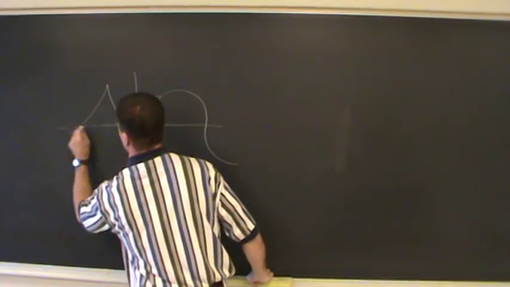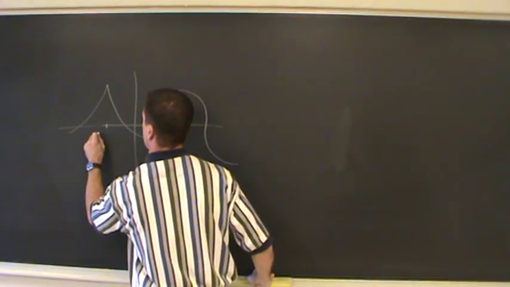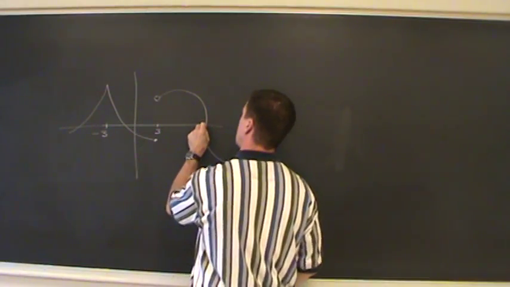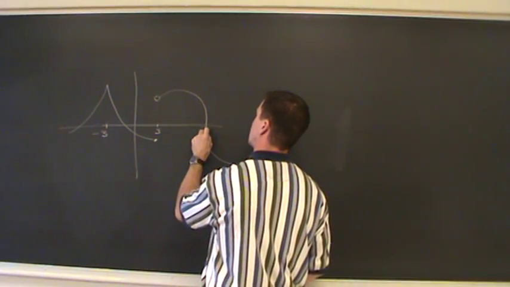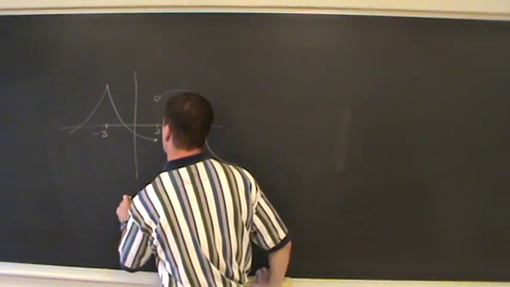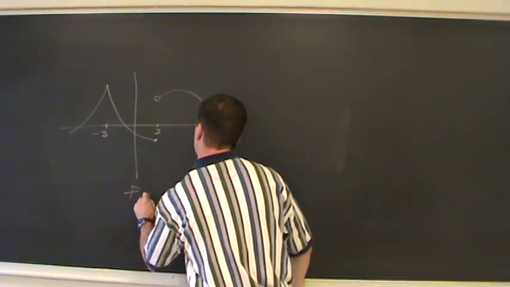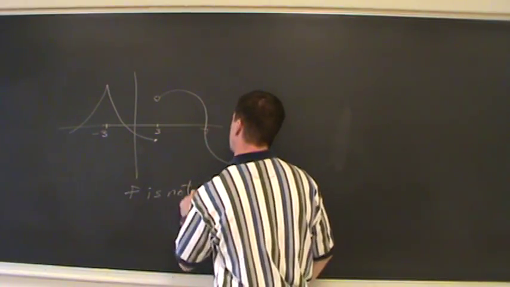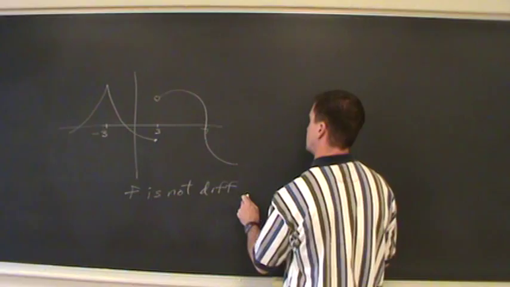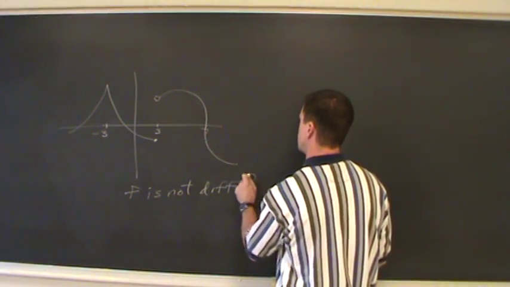And I'll just make up some x values. Let's say this is at x equal to -3, and this is at x equal to 3, and perhaps over here this is at x equal to 7. First of all, the question is, where is this function not differentiable? All right, where is the function not differentiable?